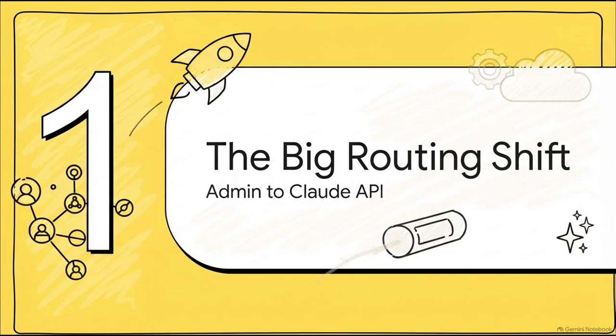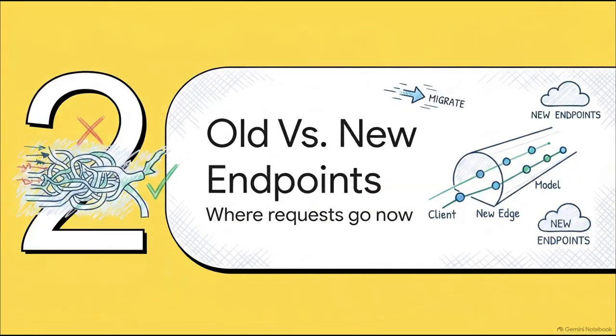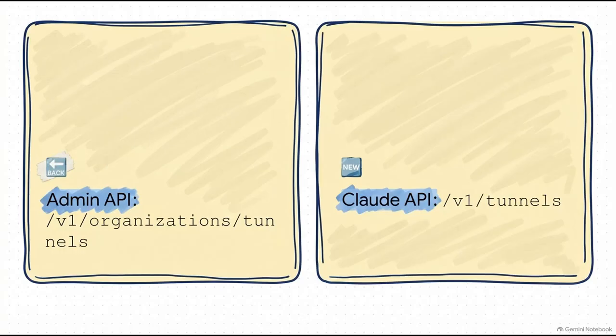Section 1, the big routing shift, moving from admin to Claude. Which brings us right to Section 2, old versus new endpoints, where your requests need to go. We're going to do a direct comparison here to show you exactly what needs to be updated. And this brilliantly illustrates the structural shift we're dealing with.